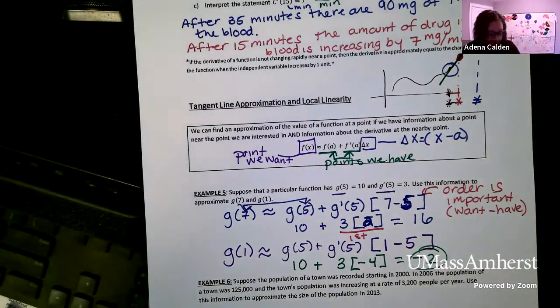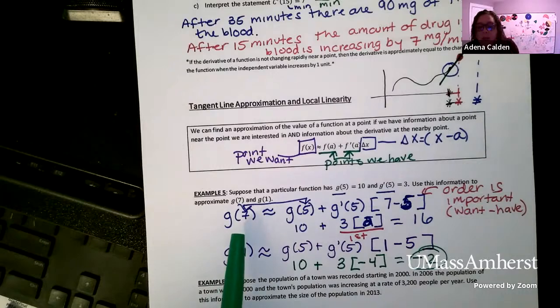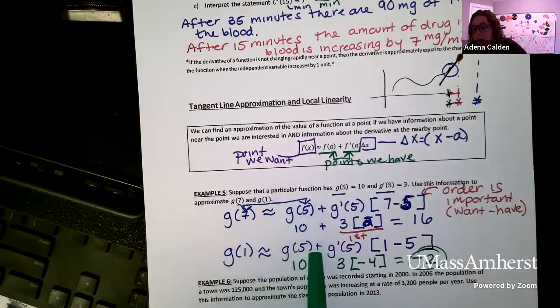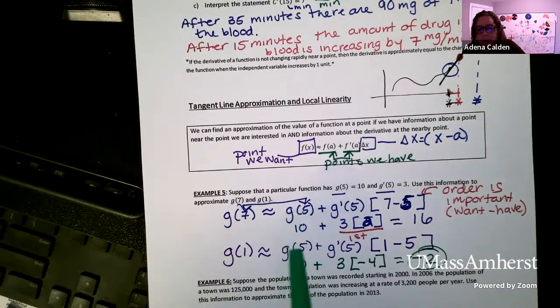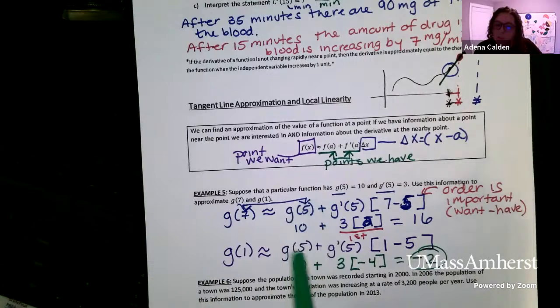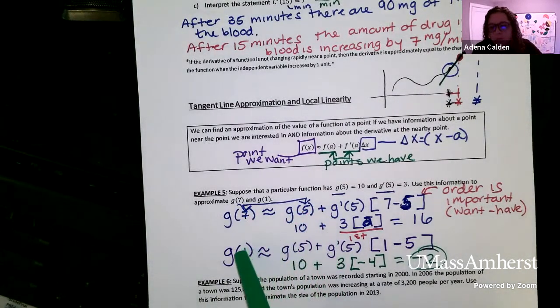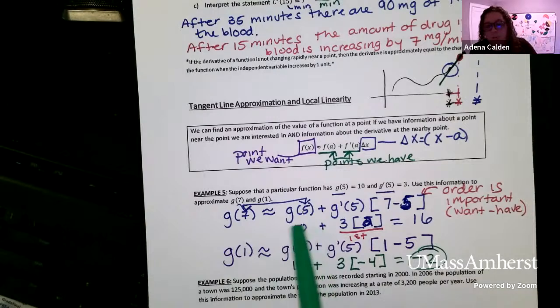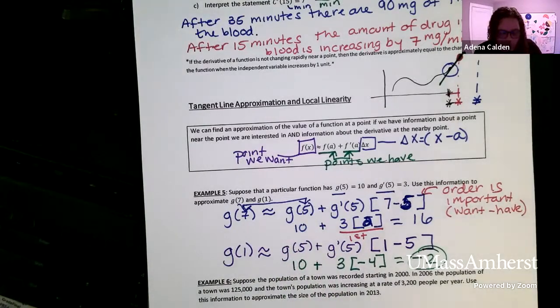Now, I do want to point out that g of 7 is a better approximation than g of 1 because 7 is closer to 5 than 1 is to 5. So again, the further away you move from the information you have, the worse your approximation is. So you want to try to stay as close as possible. So g of 7, probably fine. G of 1, a little bit worse. But if you were going to approximate g of 200, that's not going to be a very good approximation because you're really far away from the value you have.